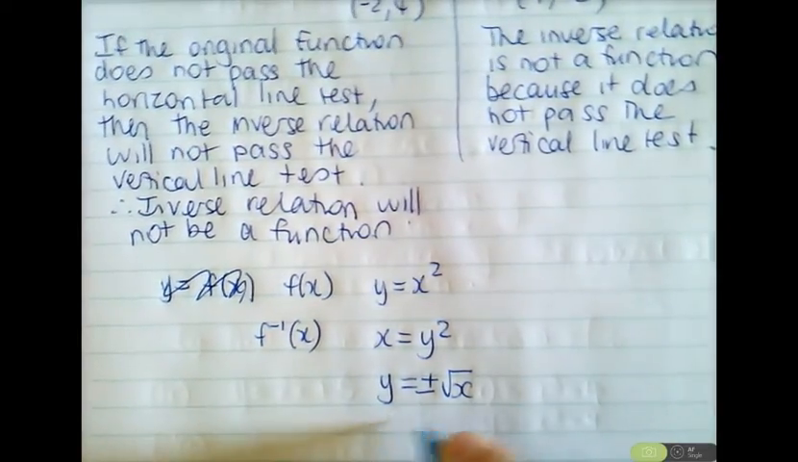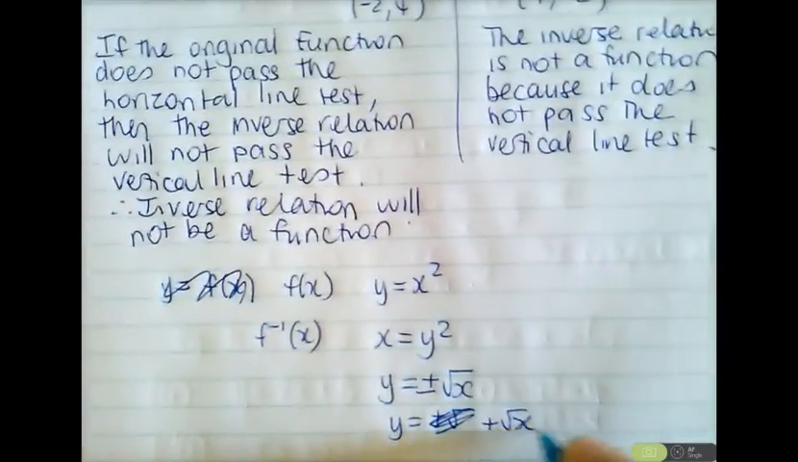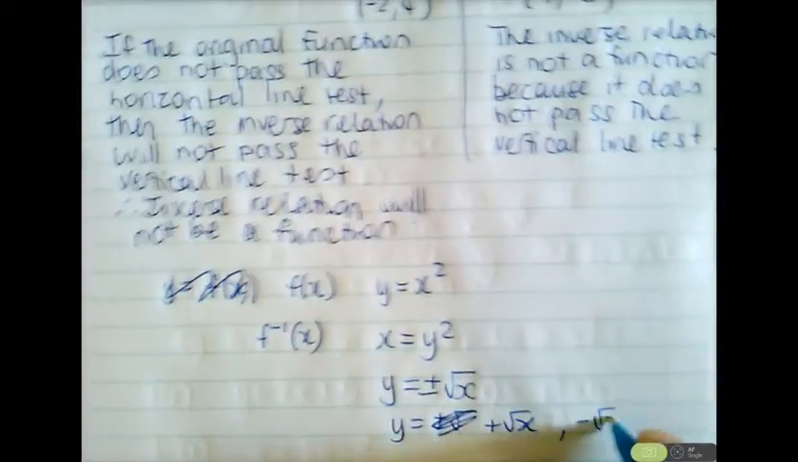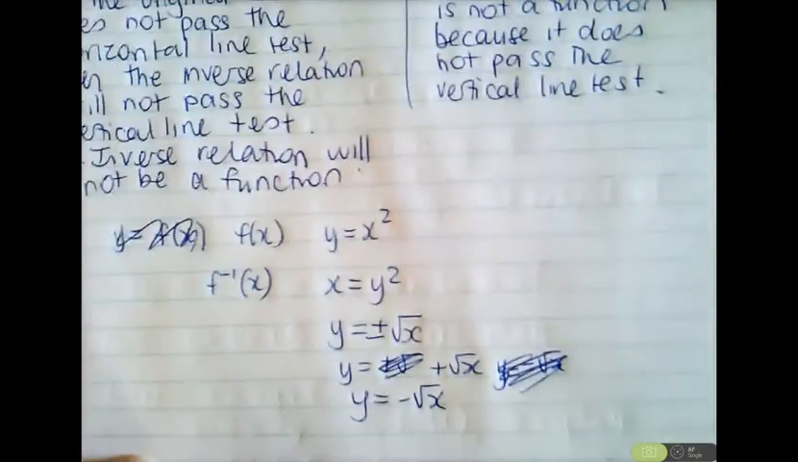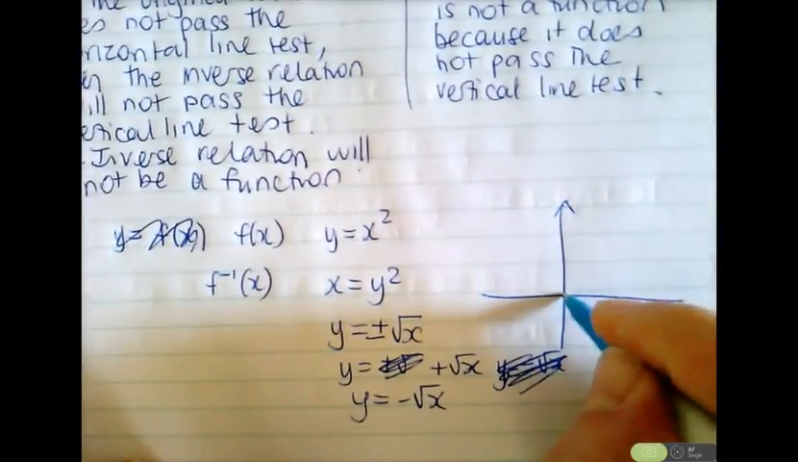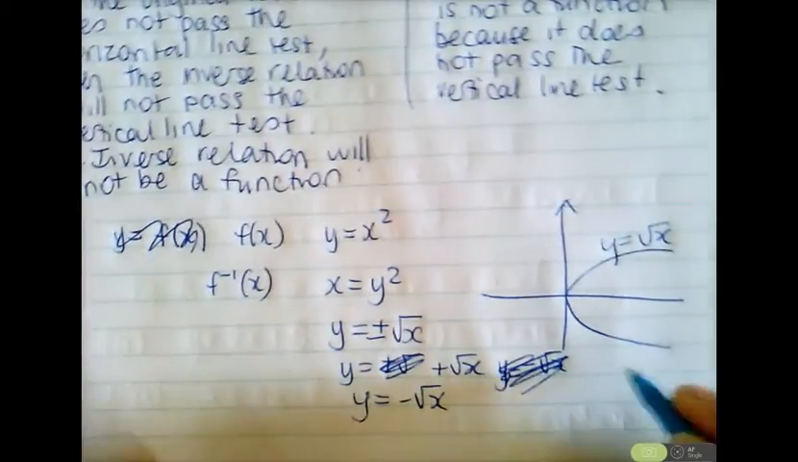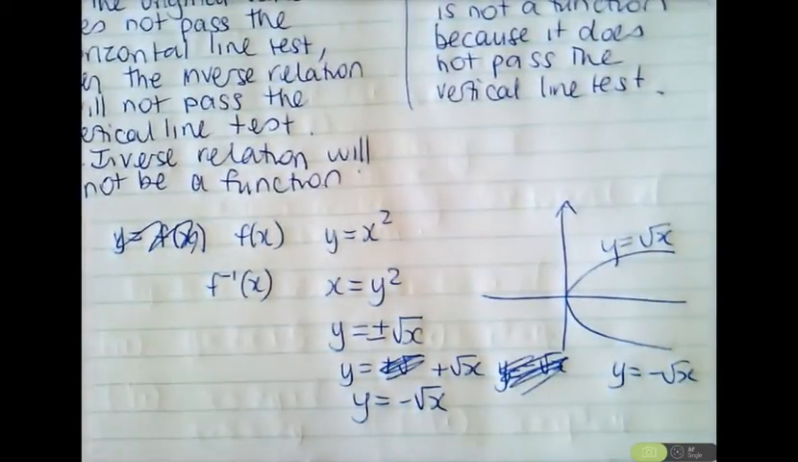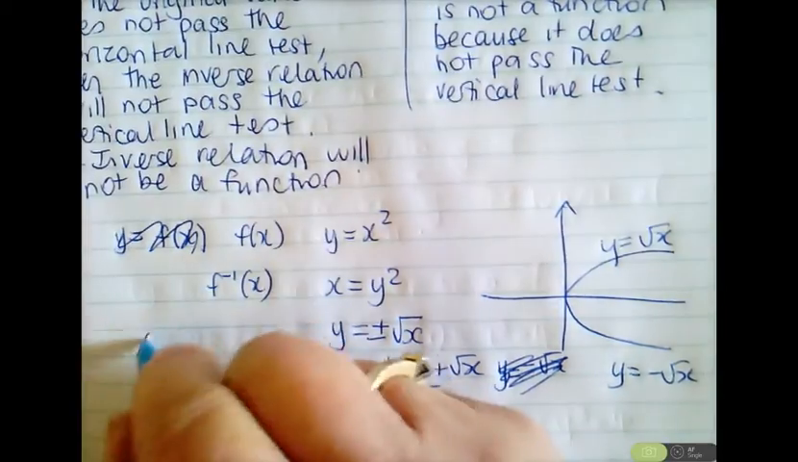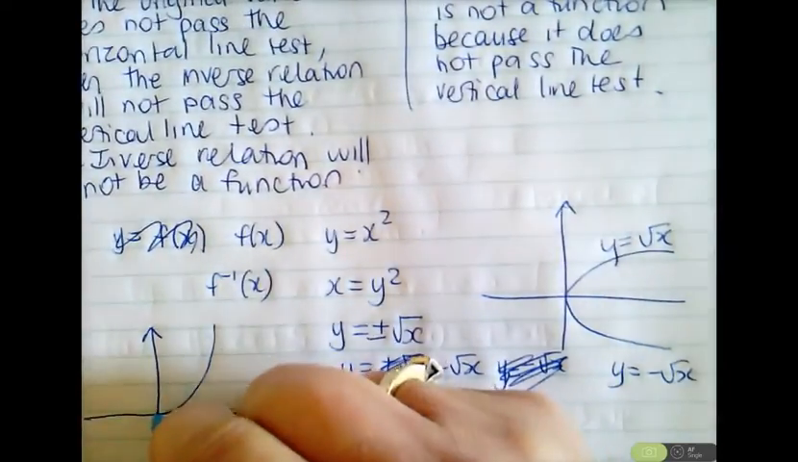Now, in other words, I've got two functions here: the positive square root of x and the negative root x. I've basically got two functions here. And if I look at what I drew before, my inverse looked like this. This bit is y equals positive root x, and this bit down here is y equals the negative root of x.